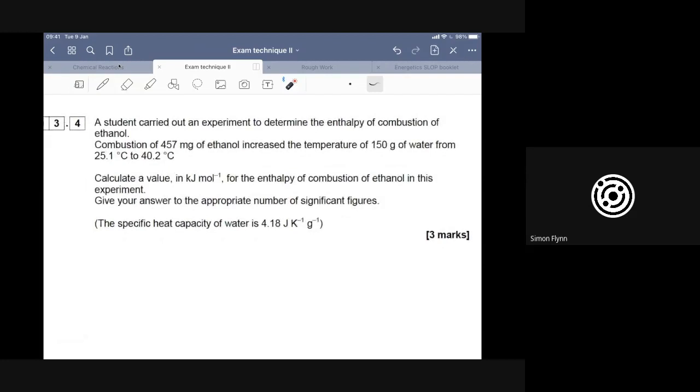What we got here. All right, this is quite nice for some examples. So when you're reading this question, a student carried out an experiment to determine the enthalpy of combustion of ethanol, combustion of 457 milligrams. The moment you see that milligrams, you should be thinking, right, got to turn that into grams. Then they give us the temperature of the water. Then they give us the temperature rise.